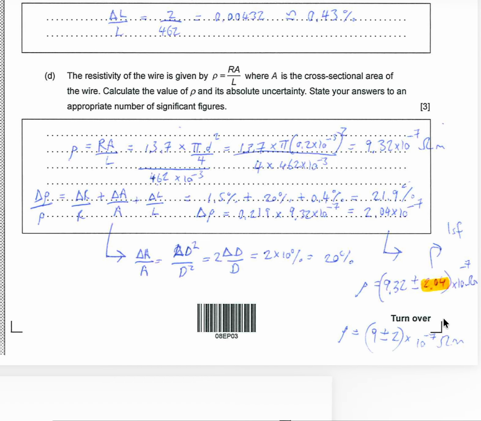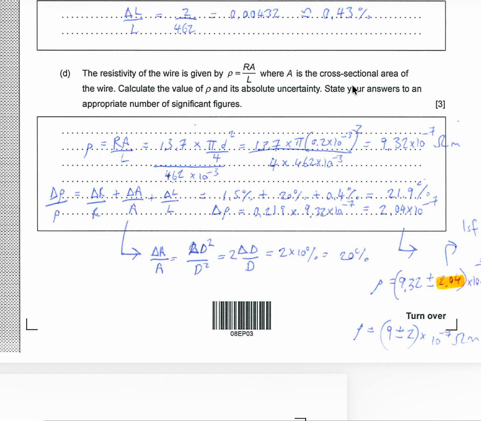The bit that you really need to pay attention for is presenting your answers to an appropriate number of significant figures. Now, what does that mean? Well, our uncertainty must be to 1 significant figure. So this 2.04 has to be expressed to 1 significant figure, and 2.04 to 1 significant figure is just 2. So our uncertainty becomes 2. The value itself then needs to be modified so that the uncertainty comes in the least significant digit. So I started off with a 9.32. I would then be saying 9.32 plus minus 2.